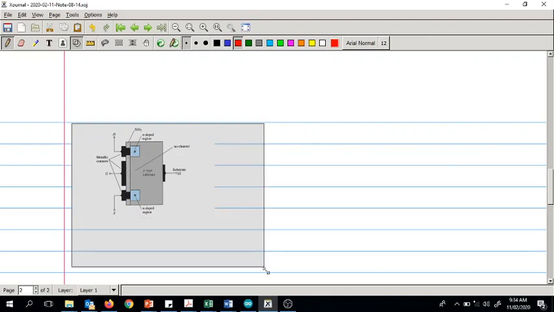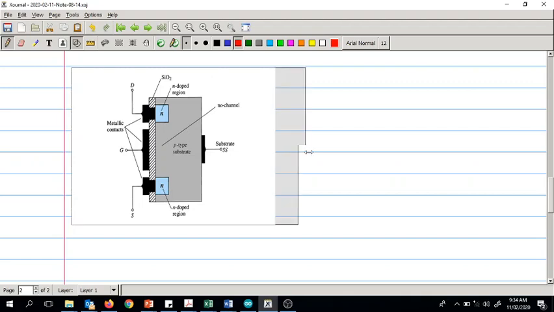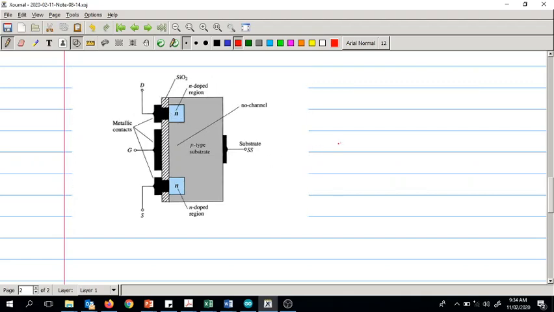Now what happens here? You apply a gate source voltage, a positive gate source voltage, right? What will happen? Same principle, there will be an electric field in here from this end to that end in the silicon dioxide insulator. That electric field will attract the minority carrier electrons that are there in the P layer towards the insulator, and this will cause a thin layer of electrons just like an N channel.